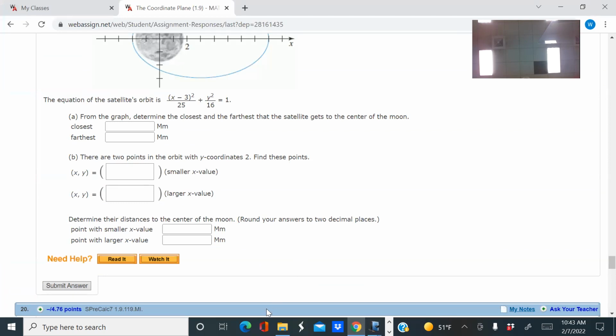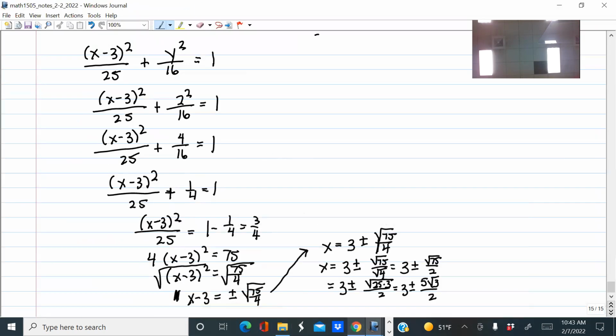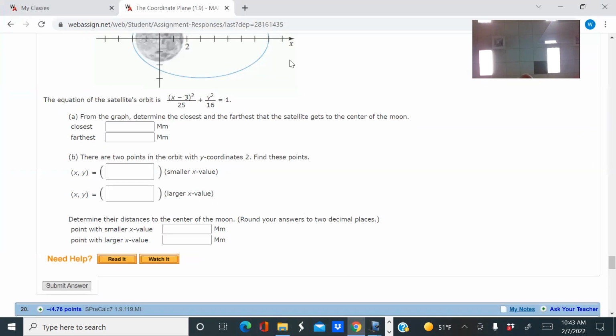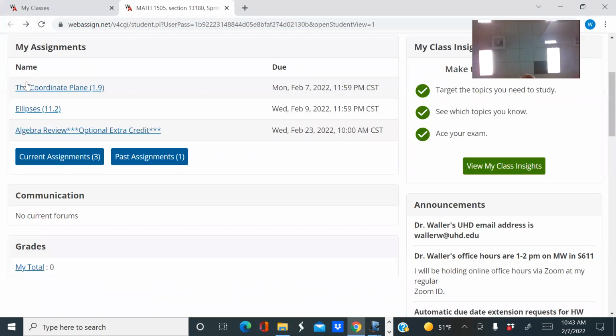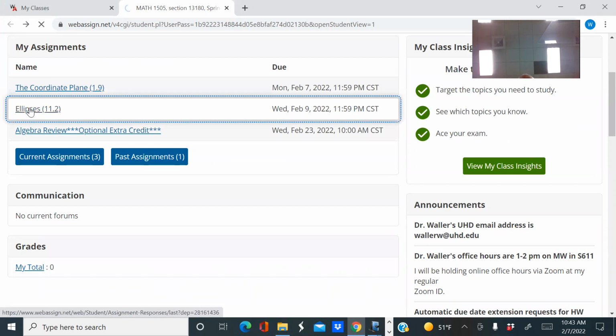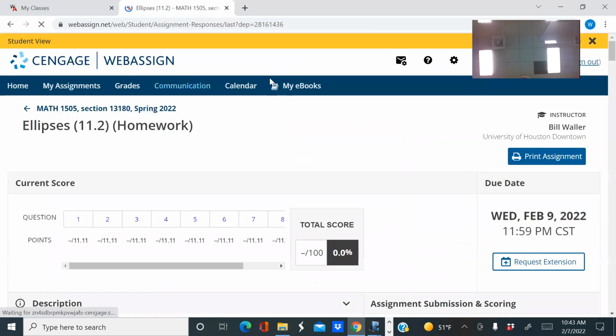All right. Well, I have another problem. So let's see if we can find it here. It's on the ellipse homework. So let me open that one.